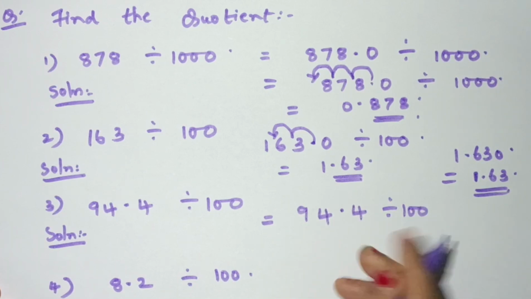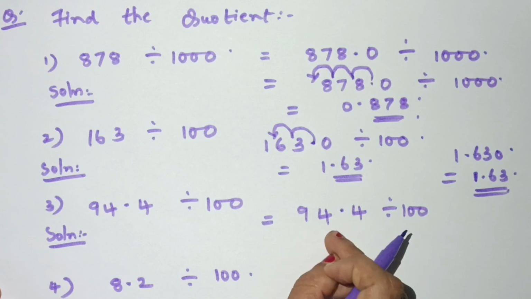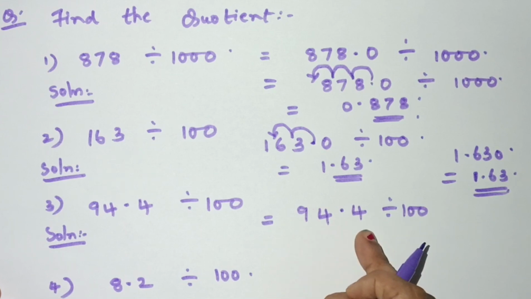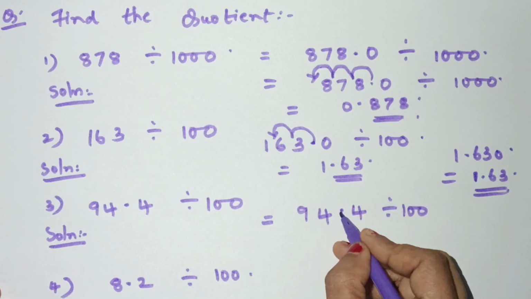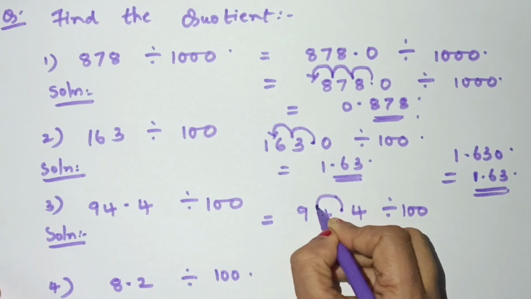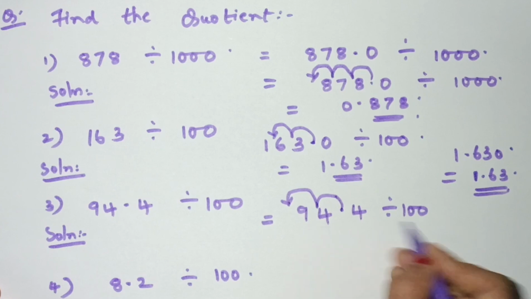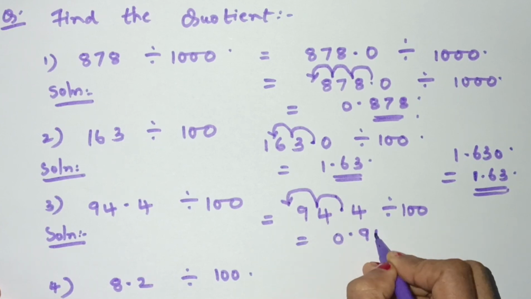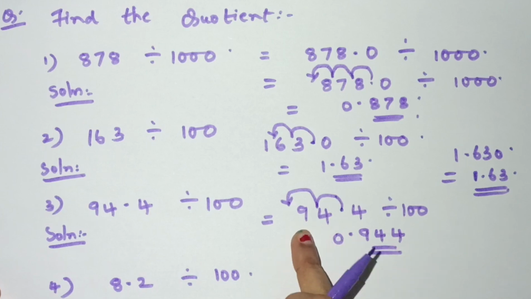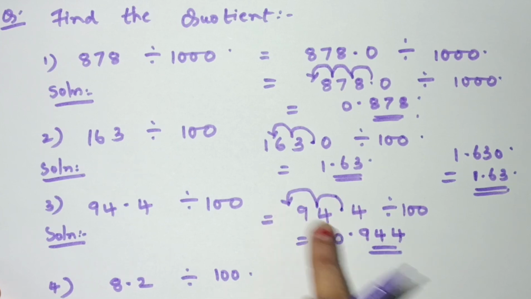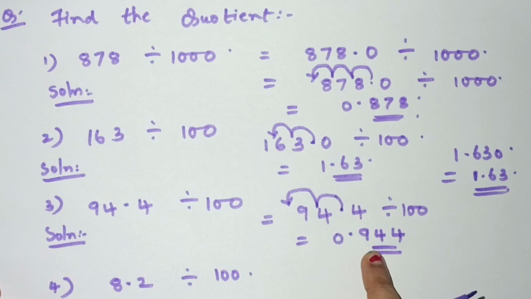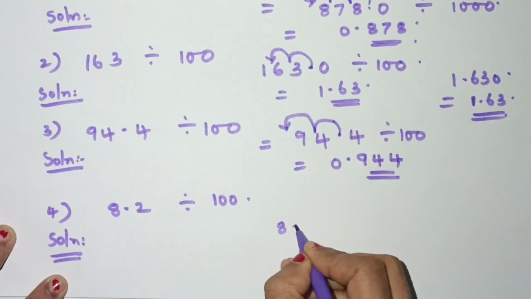For this your question is 94.4 divided by 100. So you have the decimal number 94.4. Here the whole number is 94 and the fractional part is 4, that is 0.4. Now if a decimal number is divided by 100, the decimal point shifts 2 places to the left, 1, 2. So your final answer is 0.944. Previously, we read this as 94.4. The moment the decimal point is shifted to the left, it is read as 0.944. Now let's see the last question.